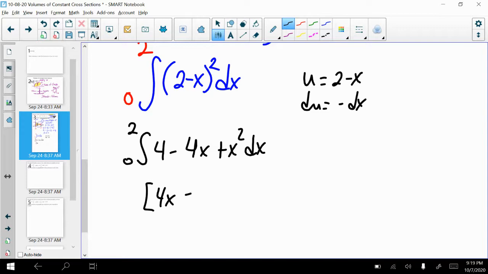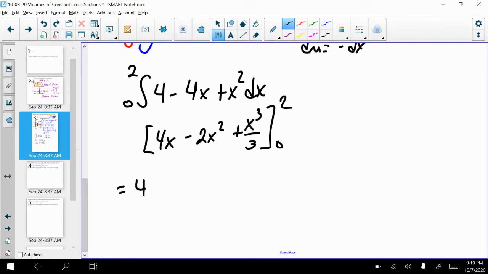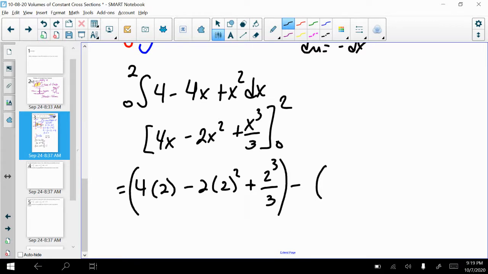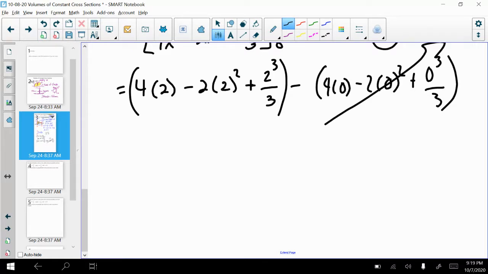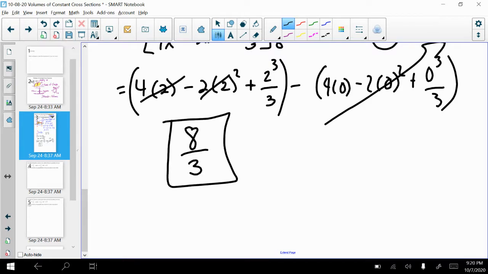So we integrate this and we get 2x squared, and then x cubed over 3, evaluated from 0 to 2. Remember, I do want you to show plugging in. You don't have to show all of the little tiny pieces of the evaluation, but I do want you to show plugging in. And this is 4 times 0 minus 2 times 0 squared plus 0 cubed over 3. Meaning I want you to show plugging in the 0. It's fine for you to say that's all going to 0 afterwards. And then this looks like we have 8 minus 8, which is just going to give us 8/3 for our total volume.